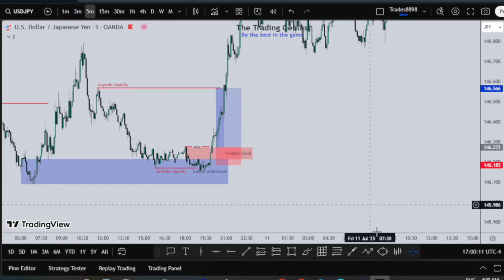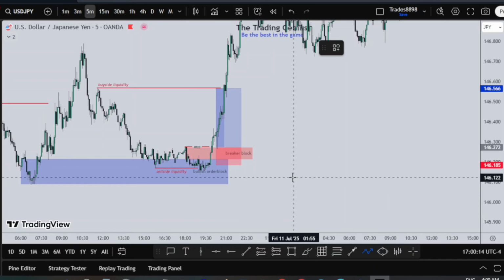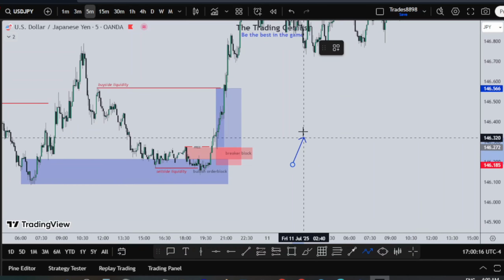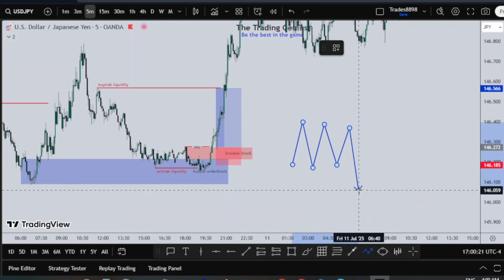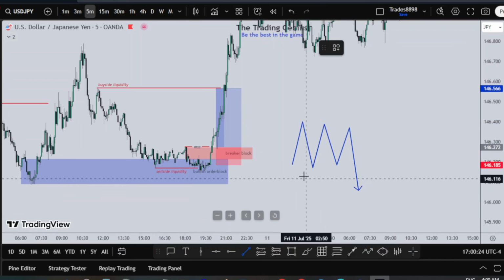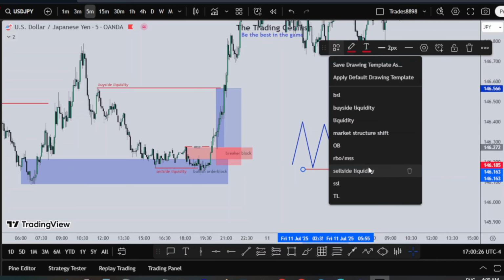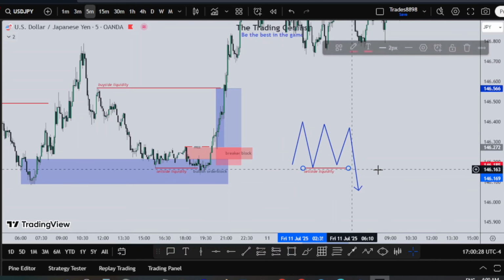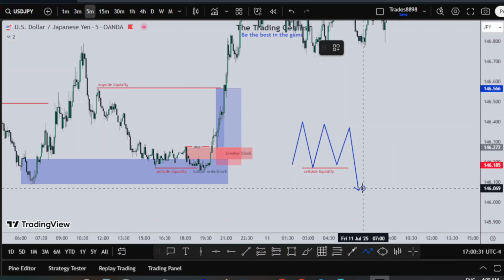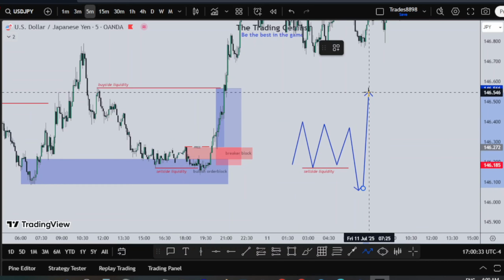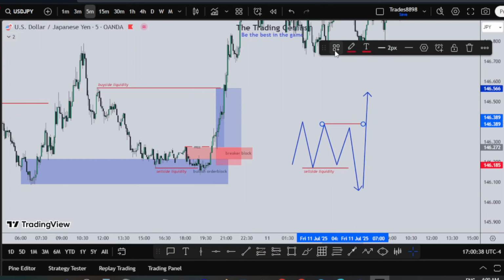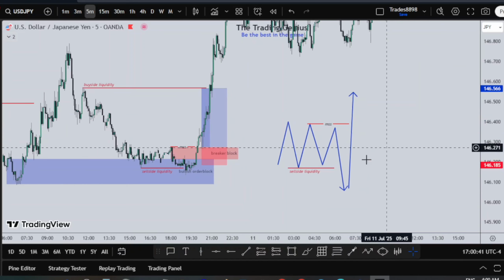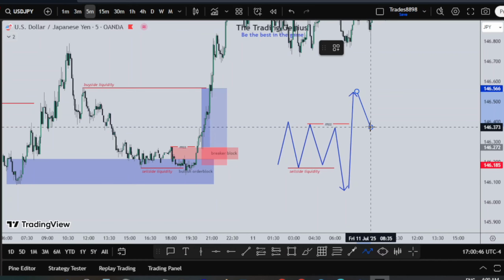So again, I'm going to show you the pattern. Basically, what we do is we're looking for a type of liquidity to sweep, sell side liquidity. So let's say you have a liquidity here. It sweeps sell side liquidity, right? And after that, we want to see a momentum, a strong bullish candle going up to the upside and breaking structure, right? And this creates that market structure shift.